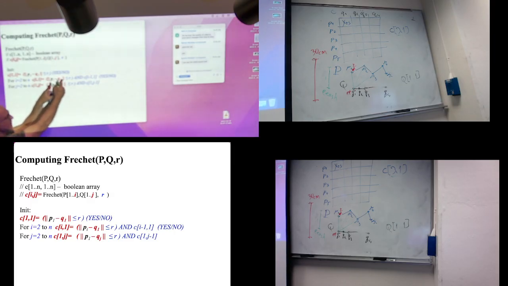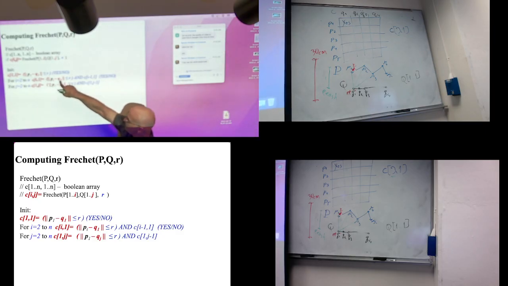If you didn't understand it by now, when I write Pi minus Qj, Pi and Qj are points, and Pi minus Qj is a vector. When you put the bars over here, it says that's the length of the vector, that's the distance, Euclidean distance. So is the distance between Q1 and Pi less than R.